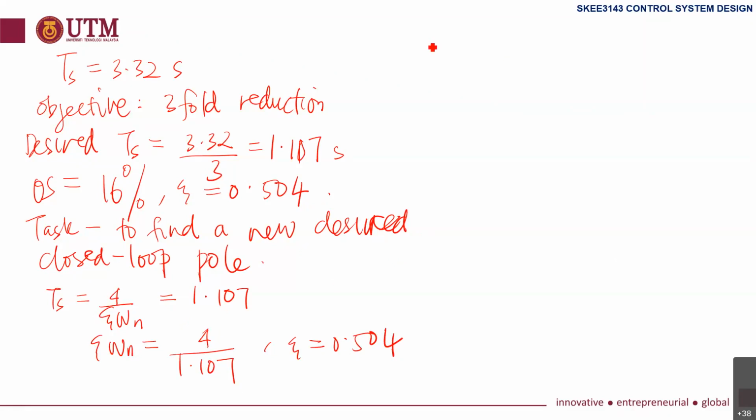Therefore, omega n is 4 over 1.107 and then 0.507 is equal to... I don't have the value here.